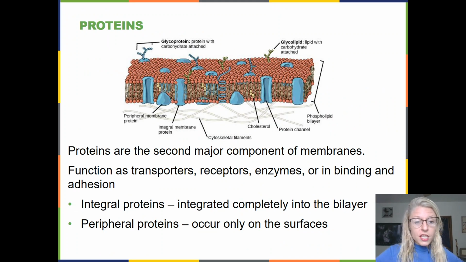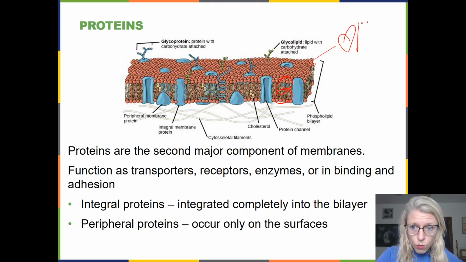We call this the phospholipid bilayer because, if you look really closely at this diagram, you can see one layer and you can see two layers. On the outside are these phosphate heads, and these love water. So these are going to be on the inside and the outside of the cell.